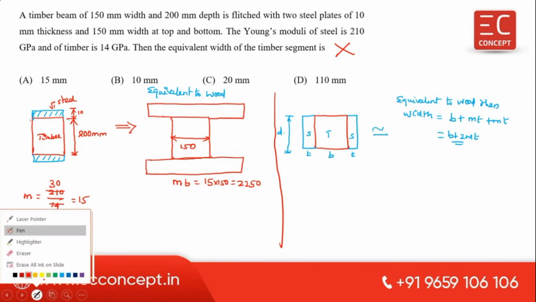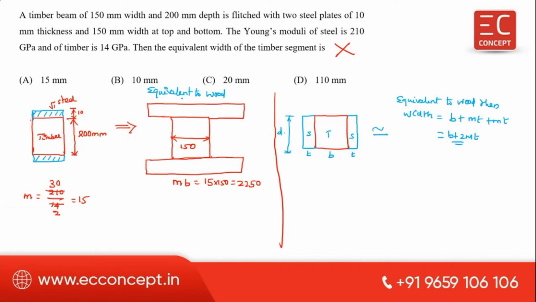One more thing, let me tell you here. This is the equivalent to wood. If you want to convert to equivalent steel, then keep the steel width as it is, but the width of the wood will be reduced.